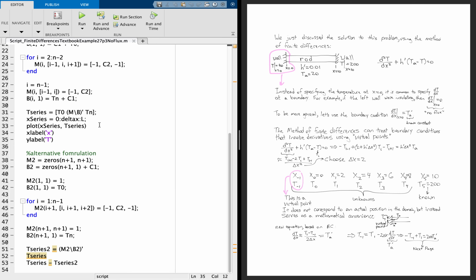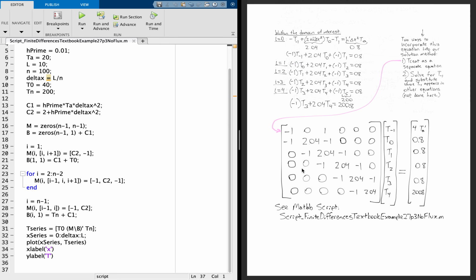So what I want to do is modify this for the no flux, and I'm going to start by deleting the alternative formulation. So we're just going to work with the original formulation, which I think more closely resembles this one, because at the end of the domain at x equals L, we move the 200 to the other side of the equation. And so notice that almost every line of the equation here has -1, 2.04, and -1. 2.04 is C2. So we're going to stick with the original formulation and then modify it so that it handles a bigger number of unknowns.